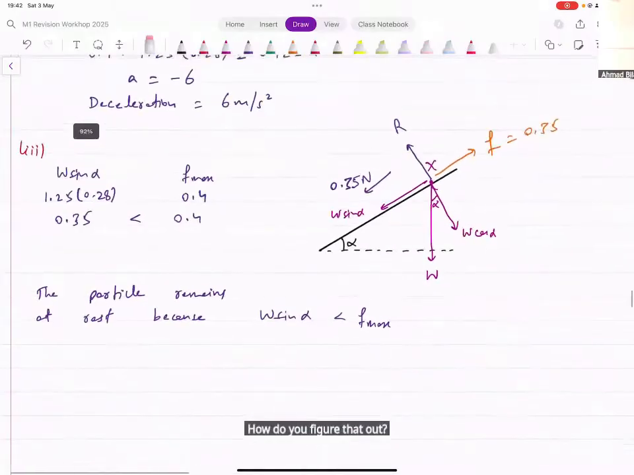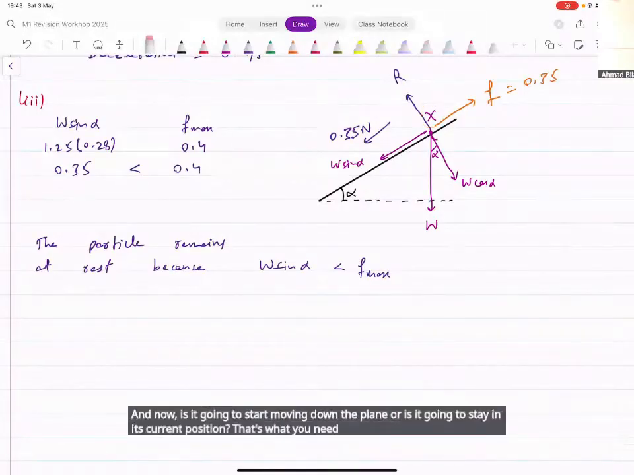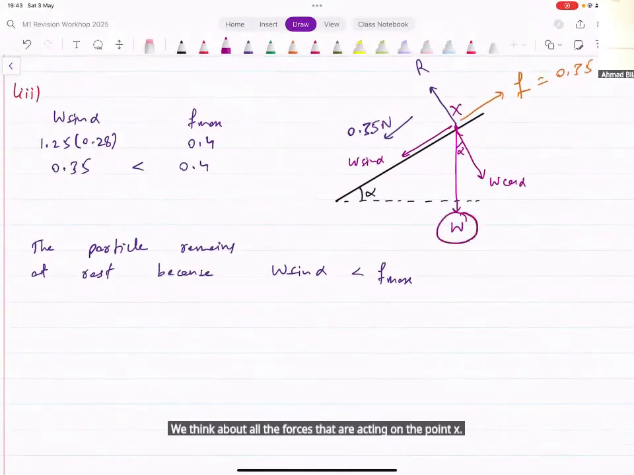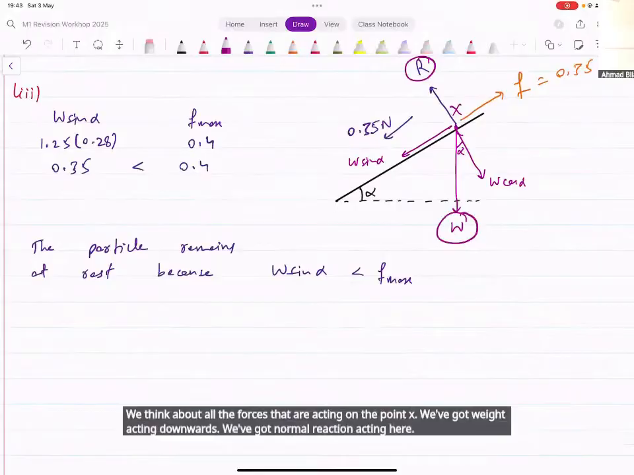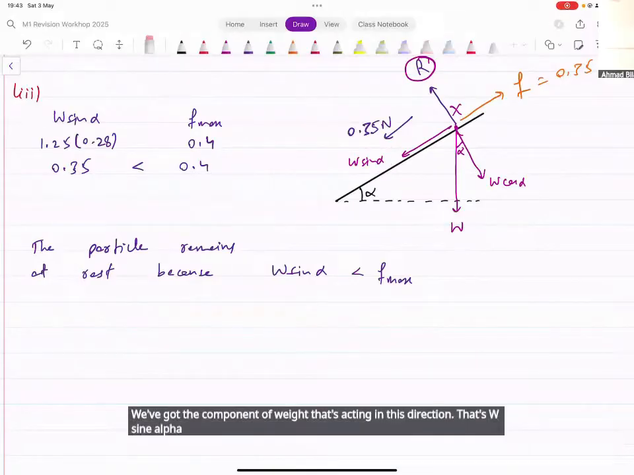So the particle is at the point X. And now, is it going to start moving down the plane, or is it going to stay in its current position? That's what we need to figure out. We think about all the forces that are acting on the point X. We've got weight acting downwards. We've got normal reaction acting here. We've got the component of weight that's acting in this direction, that's W sine alpha. And we've got friction.